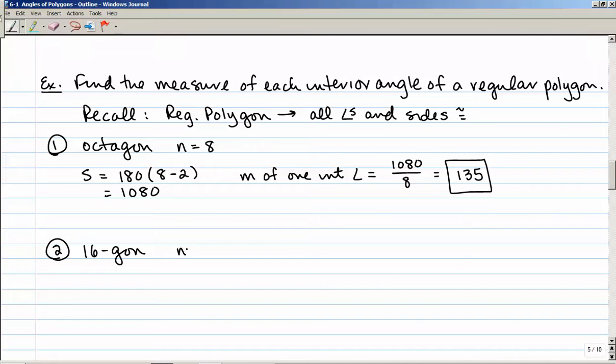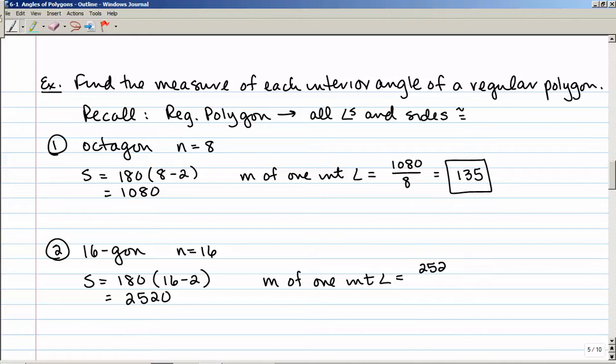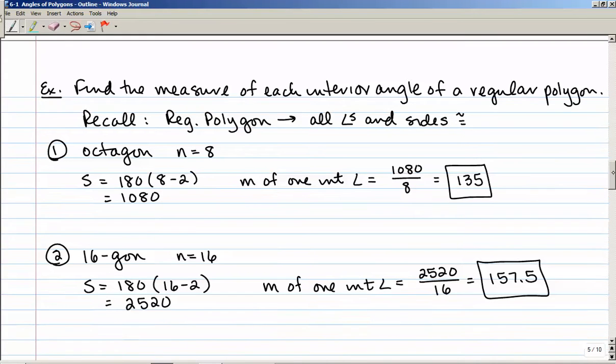So let's start by finding the sum of all of its interior angles. So 180 times 16 minus 2, or 180 times 14, is 2,520. So the measure of one interior angle of a 16-gon is going to be the sum of all of the angles divided by the number of angles. Since they're all the same measure, we can just divide by that, and that gives me 157.5. So each interior angle of a regular 16-gon is 157.5 degrees.